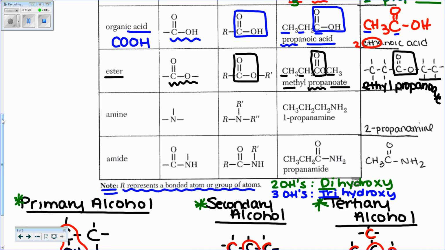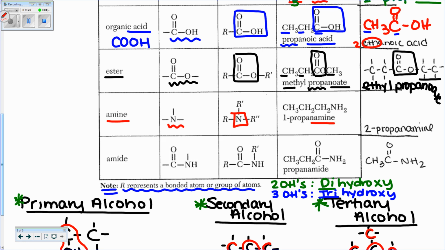All right, next I have my amines. My amines, it's just an N. So if it's got an N, it can have three R groups on it. A lot of times it doesn't. A lot of times it's going to have just H's. But remember, R can be C's or H's, so it can be either. So this example says 1-propanamine. Propanamine. So if it's an amine, I'm going to just end it in amine.